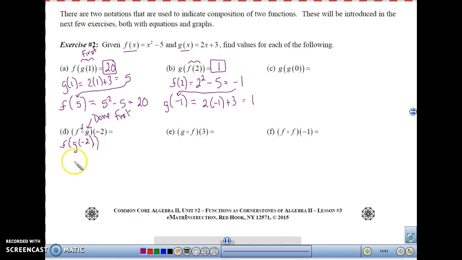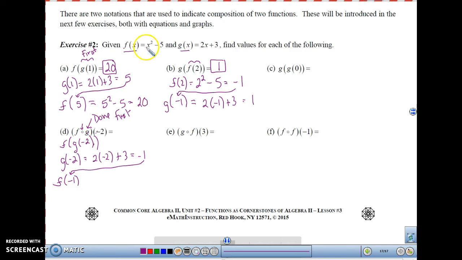So we do it the same way we just did it. We have to do g of negative 2 first. That means take the g function and plug in negative 2. 2 times negative 2 plus 3. Negative 4 plus 3 is negative 1. And then take f of negative 1, because we're taking this and plugging it in here.